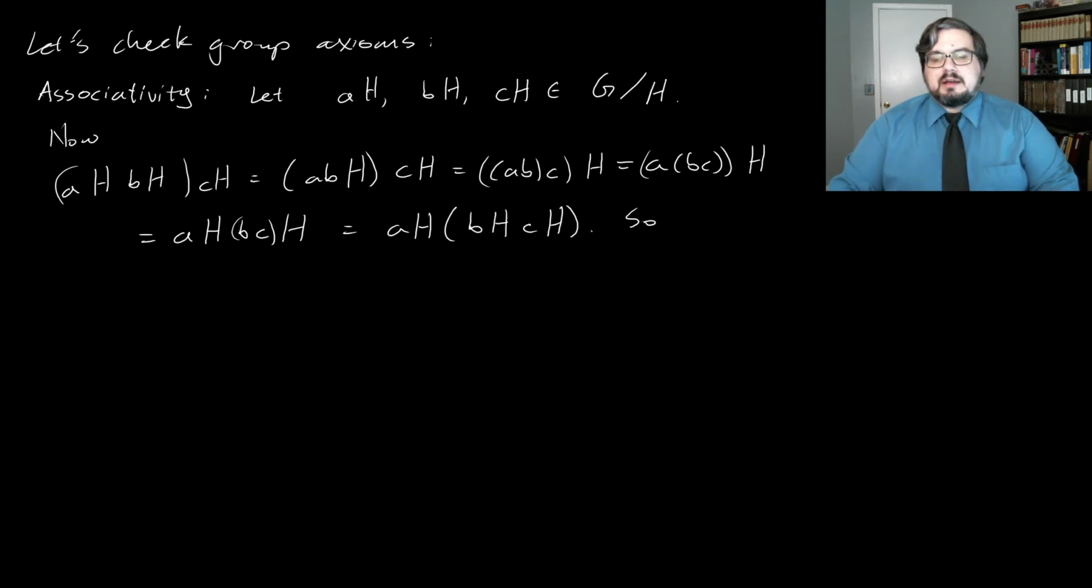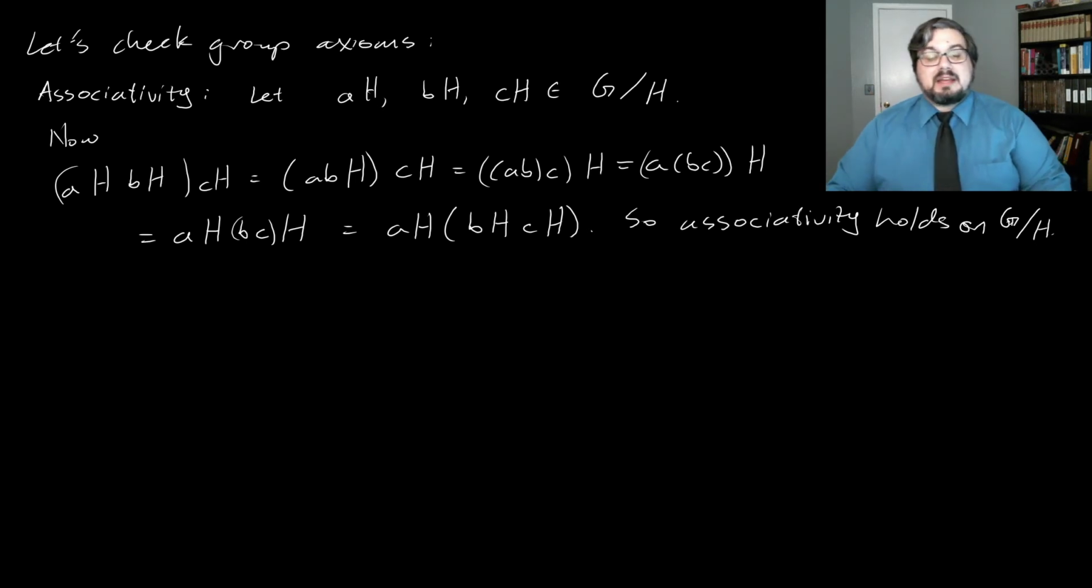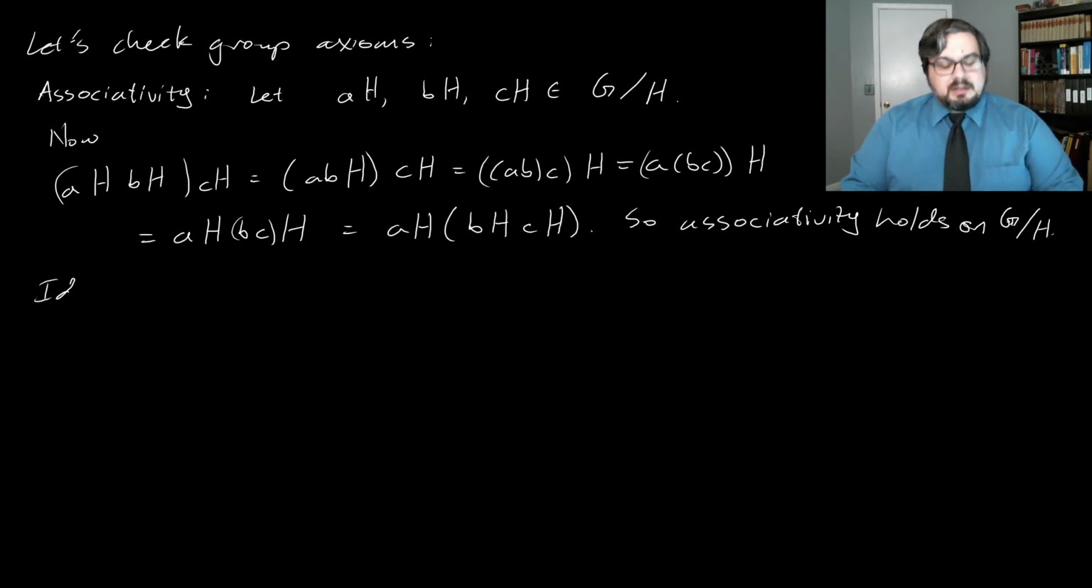So associativity holds on G mod H. Doesn't matter how you group things up within a multiplication as long as you keep the same order. Let's check for identity. We need to make sure that there is an identity element in G mod H.